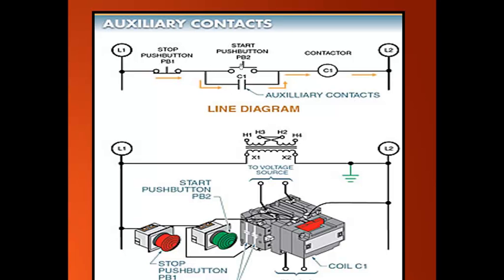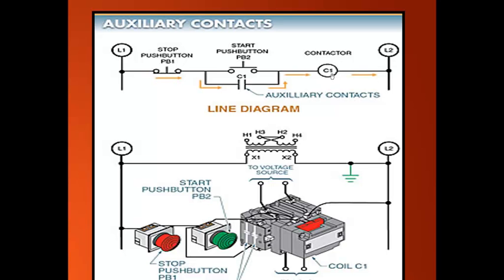How this works: we have our power source L1 and L2. We have a stop push button, which is normally closed. Current flows through the stop push button to start. Now this is normally open, so in its normal state it's not conducting. We push this push button, current is allowed to flow to our contactor, which energizes contactor C1. The path continues to L2.